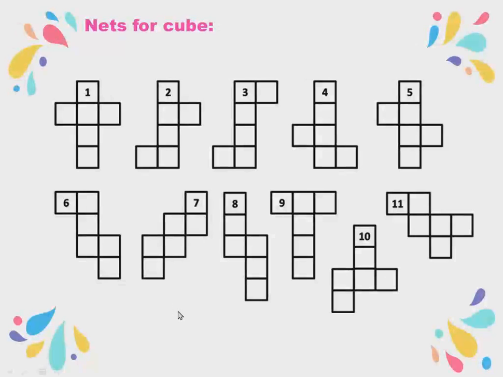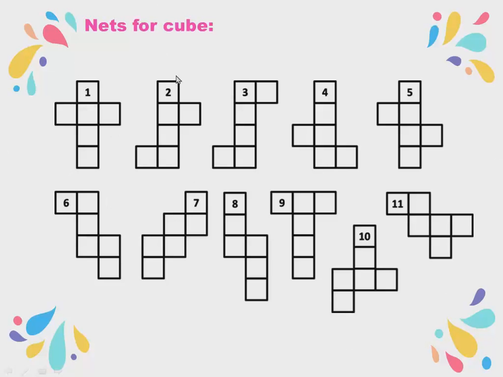So these are the different nets of a cube. While talking about the cube, I said how many faces does it have? 6 faces. See, 1, 2, 3, 4, 5, 6. 1, 2, 3, 4, 5, 6. All these are 6 sides. Yes or no? If there are less than 6, will that form a cube? No, that will not form a cube. And all these are the nets.